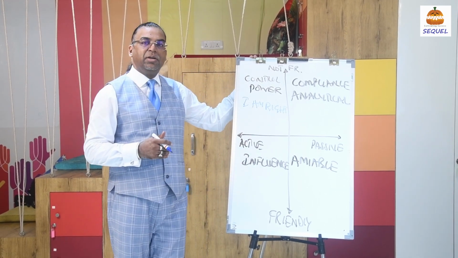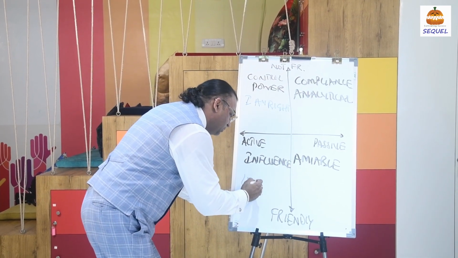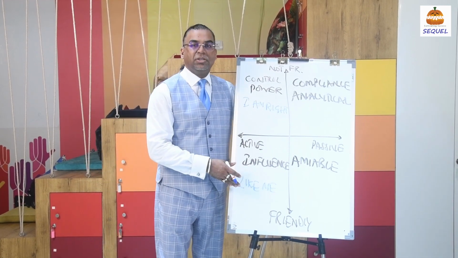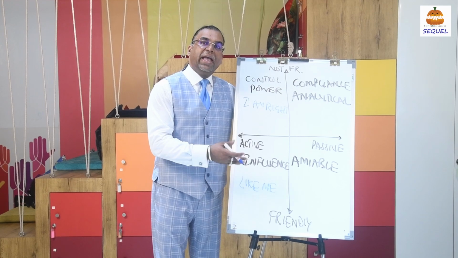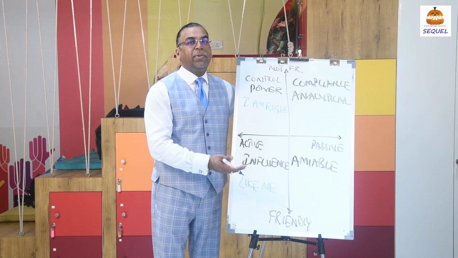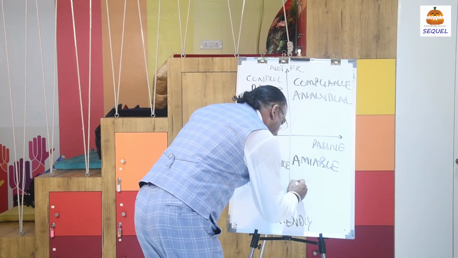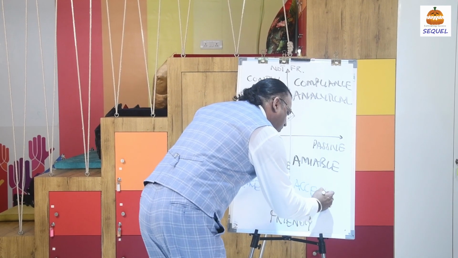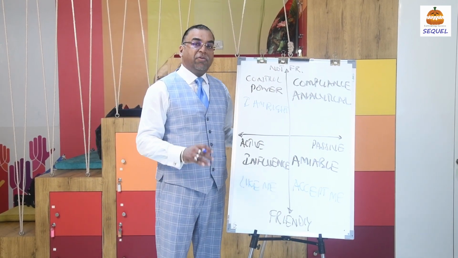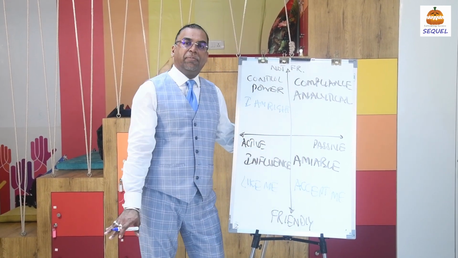Similarly, people who are active and friendly, their behavioral anchor is like me. They always want to be in the good books of everyone, and in the process, they end up pleasing everybody. Sometimes they may be perceived as a people pleaser. People who are amiable, their behavioral anchor is accept me. This is the way I am. They're very calm, very quiet, and we'll go into the detailing of it in a bit. But they operate from this is the way I am.